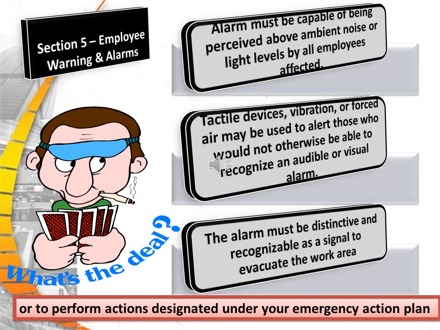Alarms must be capable of being perceived above ambient noise or light levels by all employees affected. Tactile devices, vibration, or forced air may be used to alert those who otherwise would not recognize an audible or visual alarm. The alarm must be distinctive and recognizable as a signal to evacuate the work area or to perform actions designated under your employee emergency action plan.